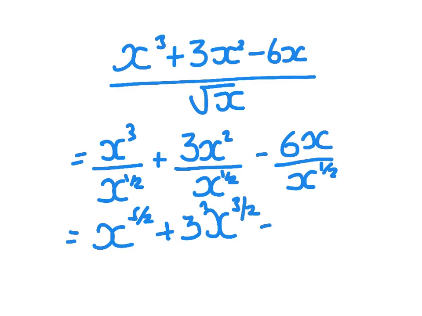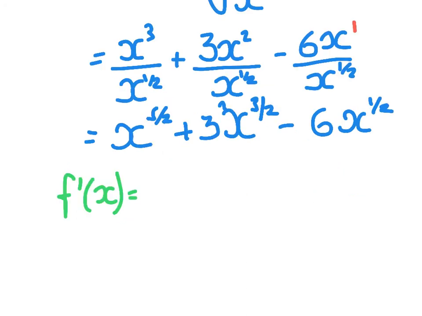Again, I'm going to take out the coefficient of 6. I've got x to the power of 1 over x to the power of a half here. 1 take away a half is a half. So 6x to the power of a half. Now again, it's tempting here to think you've done all the work, but we've not actually differentiated yet.